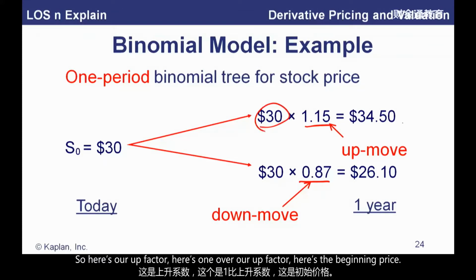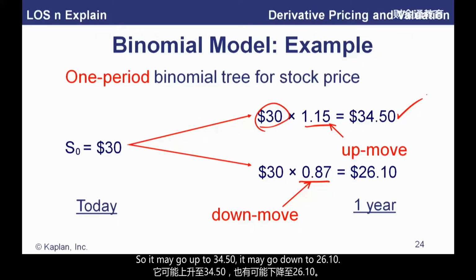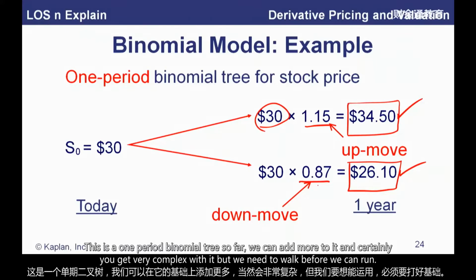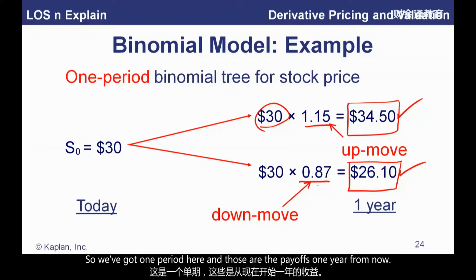Here's the beginning price, so it may go up to $34.50. It may go down to $26.10. So these are our payoffs under 2 different scenarios, 1 period out. This is a 1 period binomial tree so far. We can add more to it, and certainly you can get very complex with it, but we need to walk before we can run. So we've got 1 period here. And those are the payoffs 1 year from now.